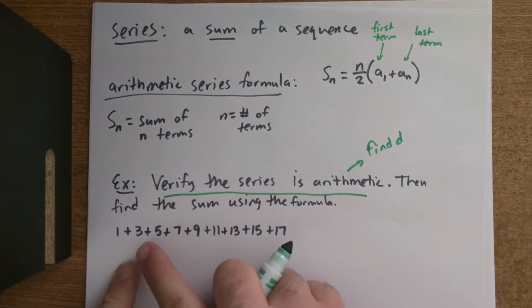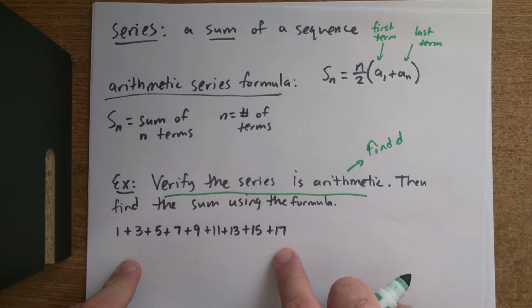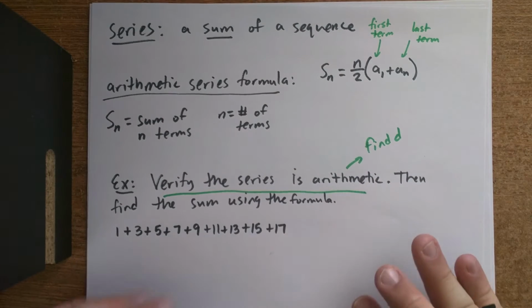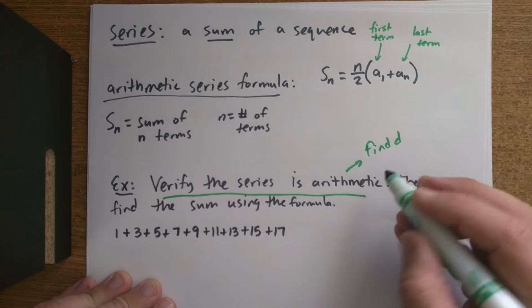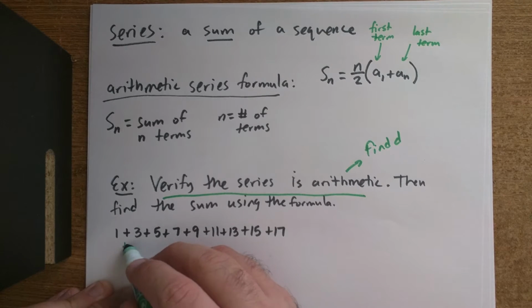Again, I get it. You could add these up with your calculator. It's not a hard thing. Even an elementary school student can do that. But the point is, we need to practice using the formula. So let's go ahead and first verify it's arithmetic. So what does it take to get from here to here? Well, it looks like it's plus 2.